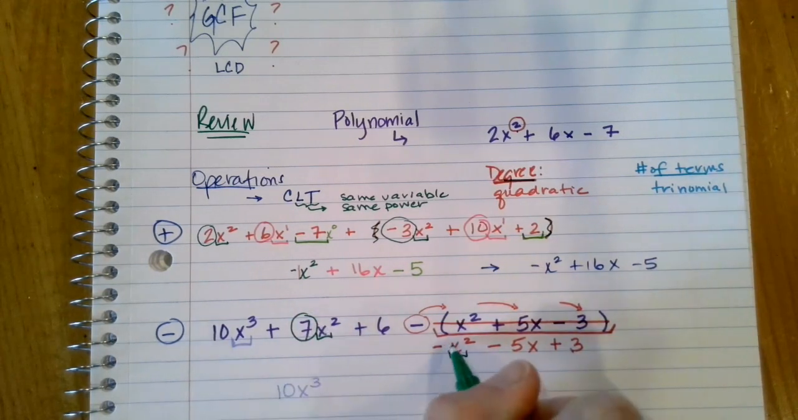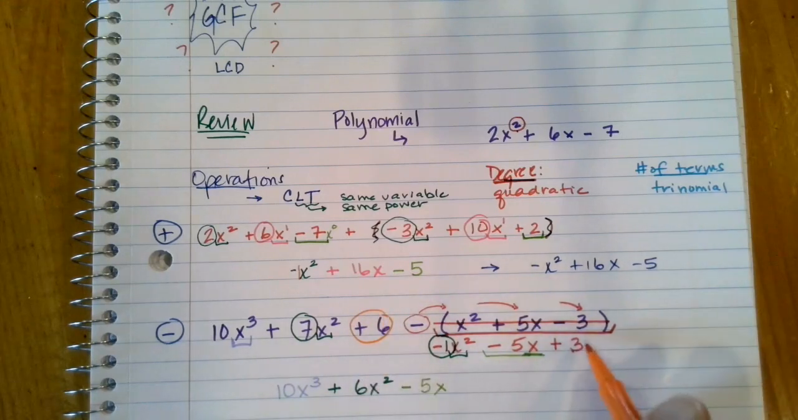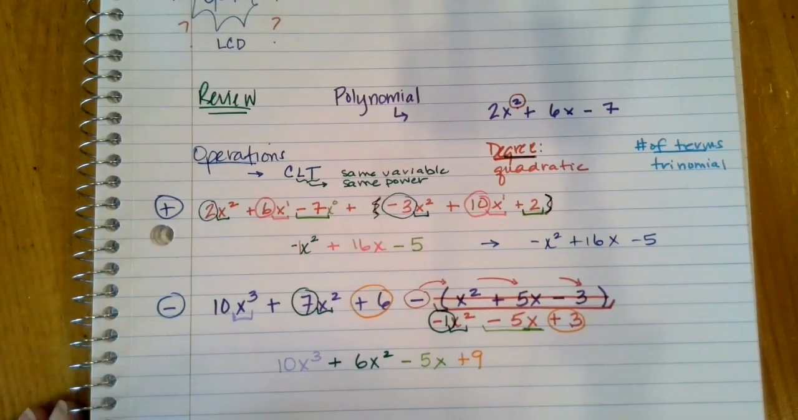So it's positive 7, and remember this is a negative 1, which is going to give me positive 6x squared. Okay, now I have my constants. Oh, but wait, here I have my linear x's. I don't have any here, so this minus 5x is my next term. Now it's time for me to look at my constants, and when I look at those constants, I see positive 6 and I see a positive 3, and when I add them together, I get a positive 9.